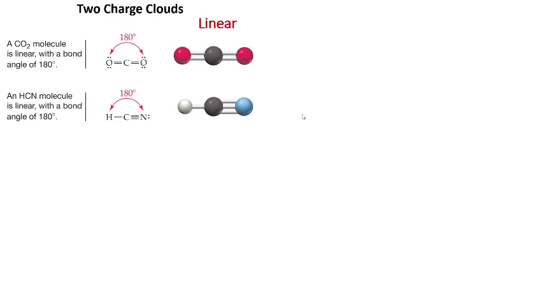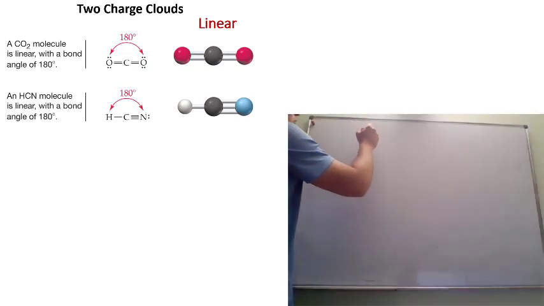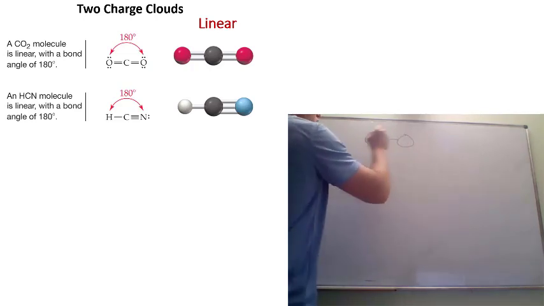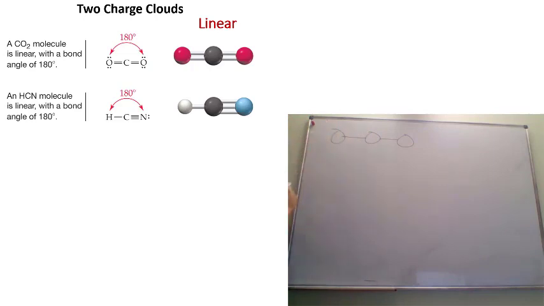So you'll have to be able to draw each of these molecules in 3D shape. The way that we draw a linear molecule is you have your central atom, and you simply draw it in a linear shape with a 180-degree difference between the two. All right, so that's called linear.